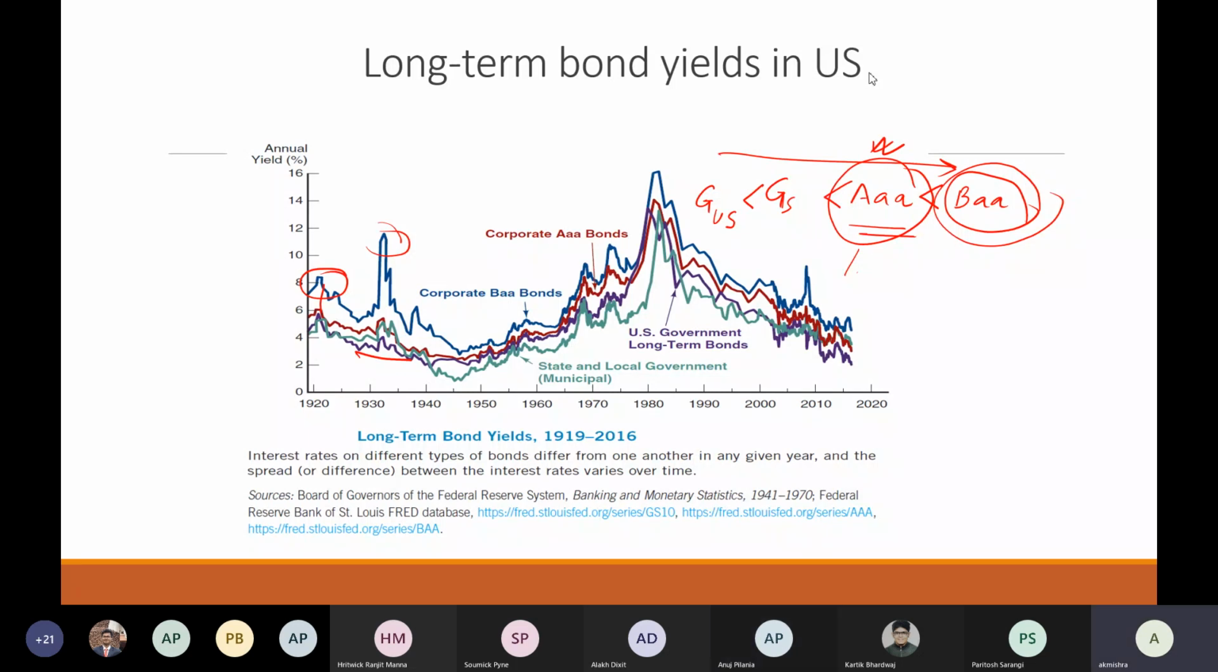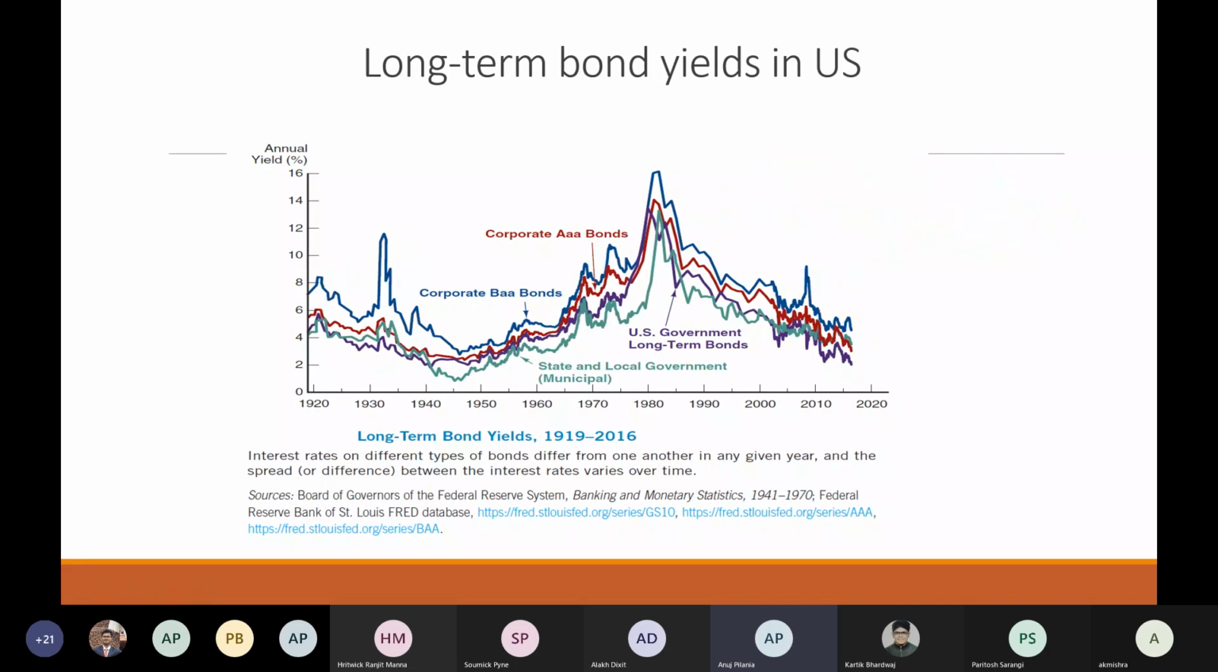Yes, student, do you have any? Yeah, Anuj. Sir, for a long time, from 1940 to 2000 or 2005, we see that state and corporate and local government bonds are safer than US government bonds.